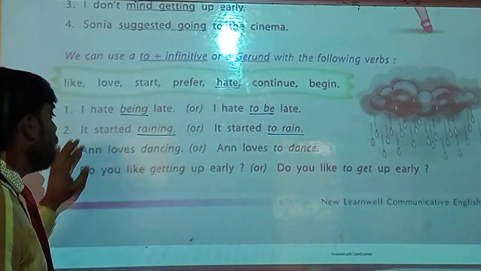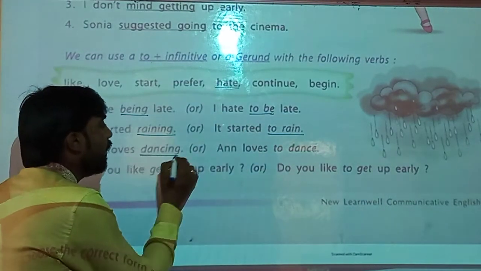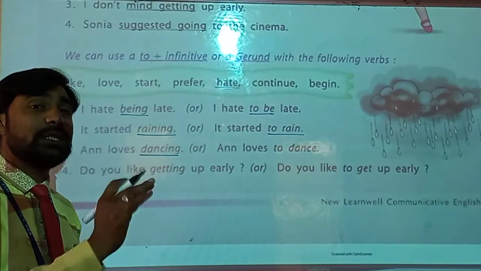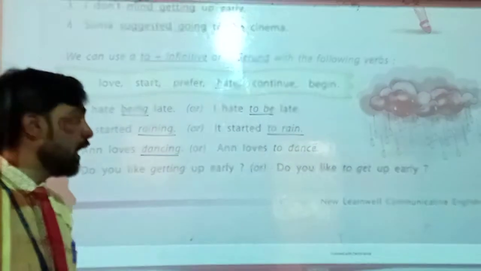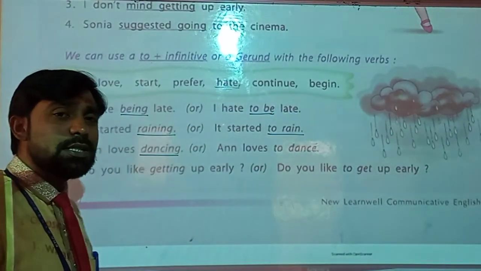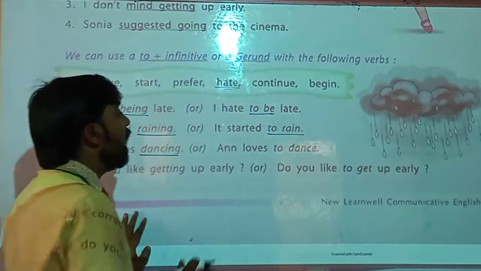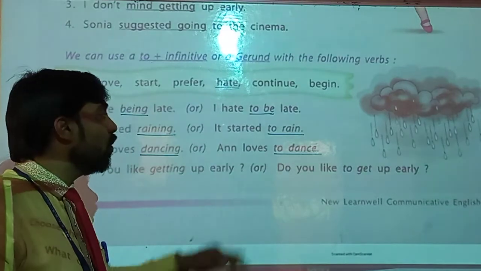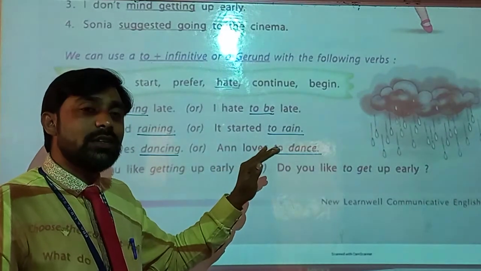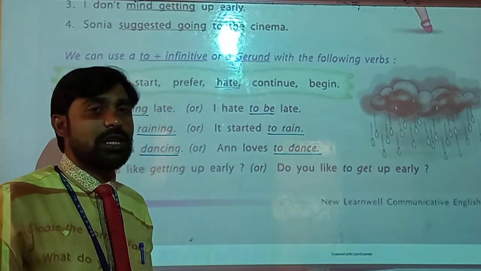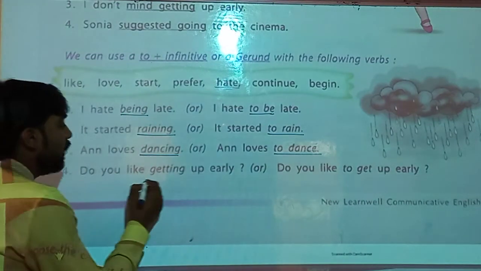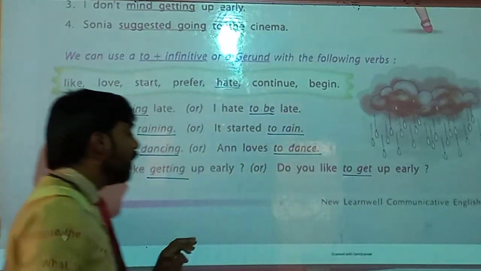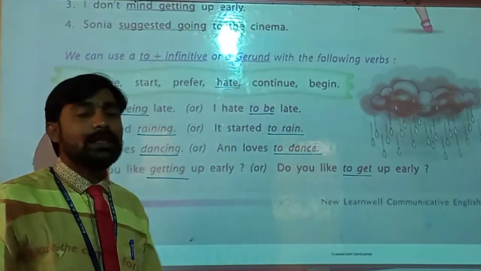Then Anne loves dancing. Anne को डांसिंग पसंद है, अच्छा लगता है. Anne loves to dance. अब यहाँ पे भी उसका मतलब क्या हुआ? Anne डांस करना चाहती है, उसको वो अच्छा लगता है. Do you like getting up early and do you like to get up early? It is gerund form and it is ing.